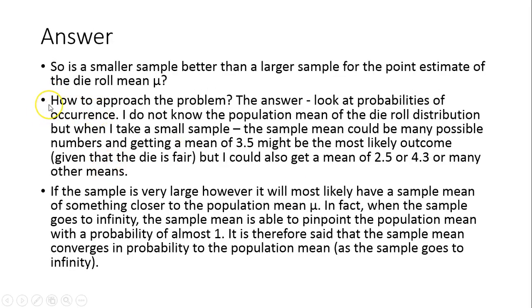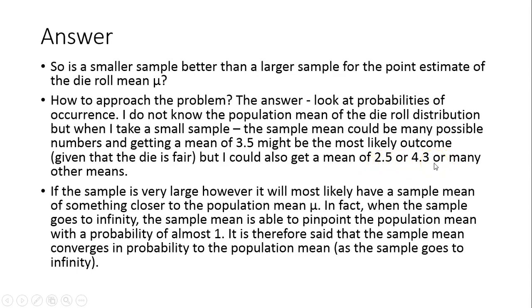Okay. So how to approach the problem? To answer, look at the probabilities of occurrence. I do not know the population mean of the die roll, but when I take a small sample, the small sample could be many possible numbers. And getting a mean of 3.5 might be the most likely outcome, given the die is fair. But I could also get a mean of 2.5 or 4.3.